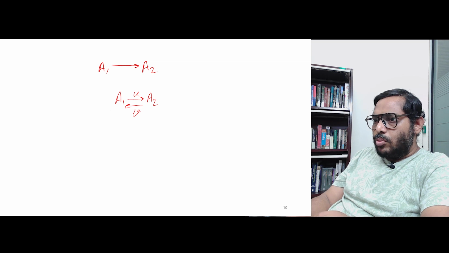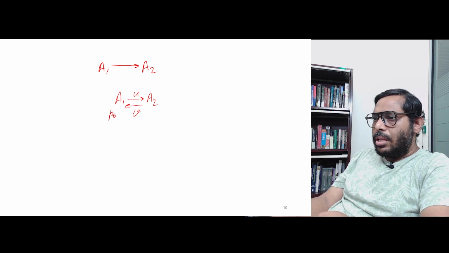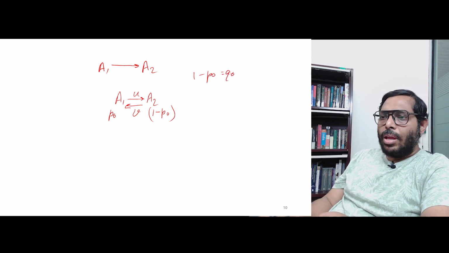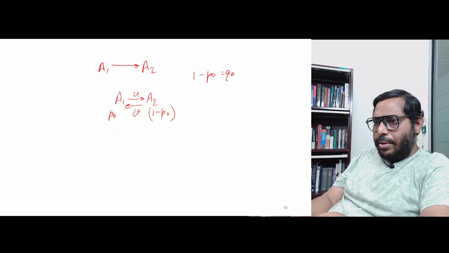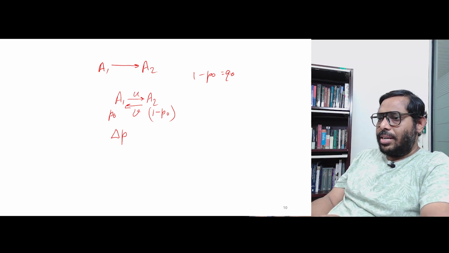So, let us further assume that the initial frequency of this is given by p naught, and the initial frequency of this is given by 1 minus p naught. You can also say 1 minus p naught equal to q naught. Now, we want to look at delta p. What is the rate at which the value of p, the frequency of the A1 allele, is changing? Remember, that is what we are interested in.